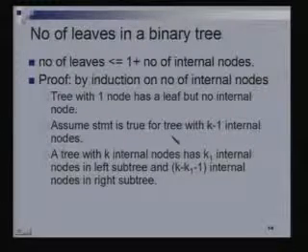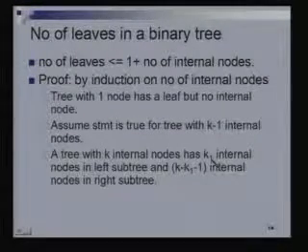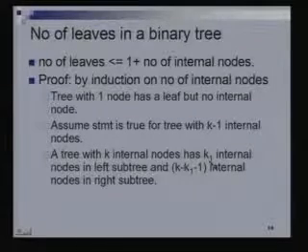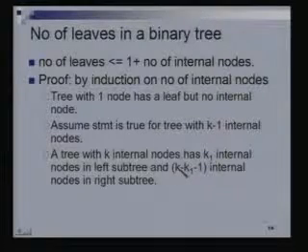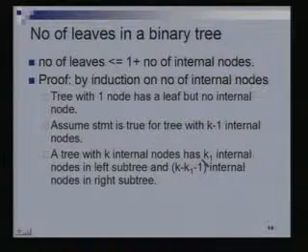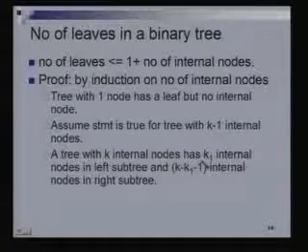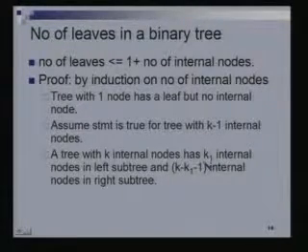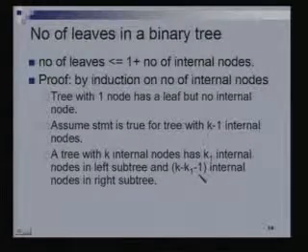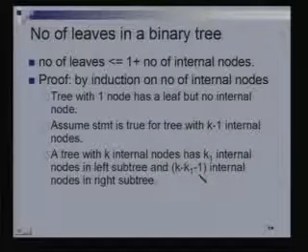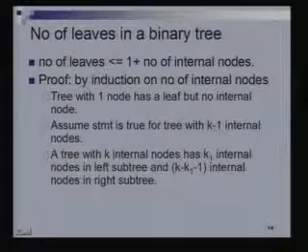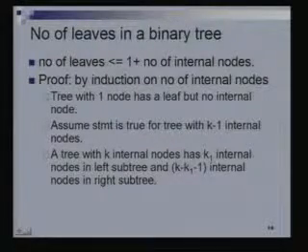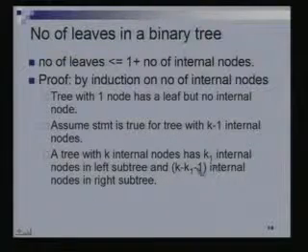So suppose I have a tree with k internal nodes. Let's say on the left subtree I have k1 internal nodes. Then how many internal nodes do I have in the right subtree? Exactly k minus k1 minus 1. Not at most or any such thing, because all the internal nodes are either in the left subtree or in the right subtree, or it's the root node. So the minus 1 is because of the root node. So this is the number of internal nodes in the right subtree.